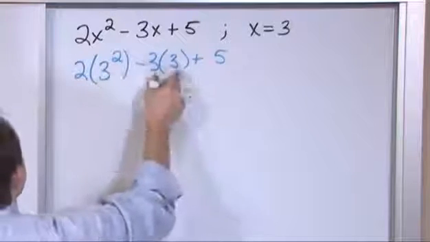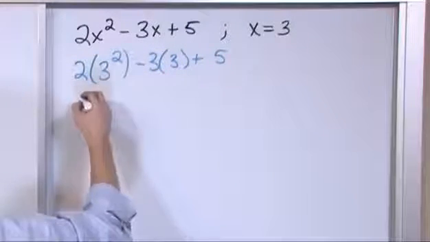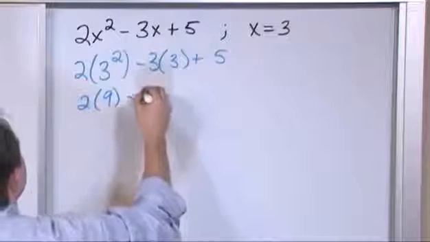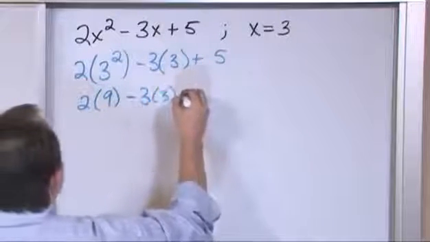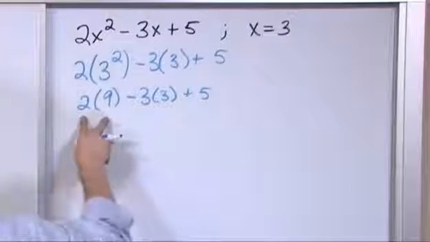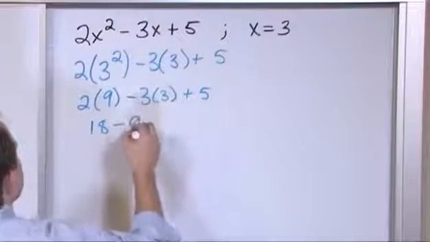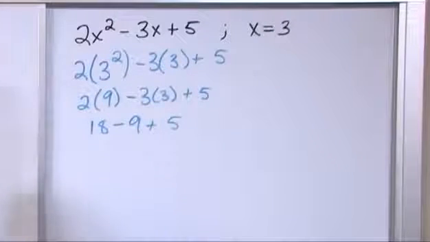The inside of the parentheses is going to come first. I'm going to square this. 2 times 3 times 3 is 9, minus 3 times 3, plus 5. Now I can do my multiplications. 2 times 9 is 18, minus 3 times 3 is 9, plus 5. Now I just do my addition and subtraction from left to right.